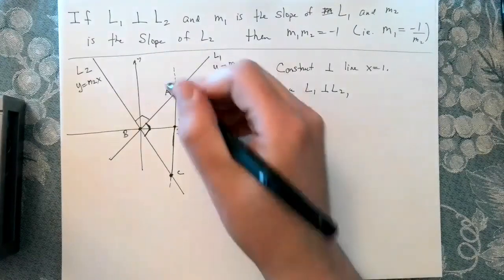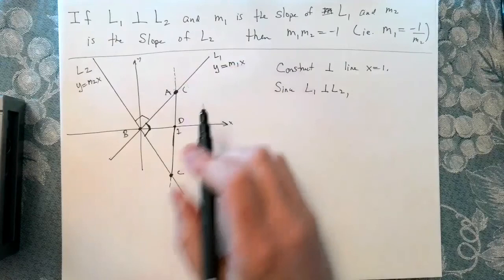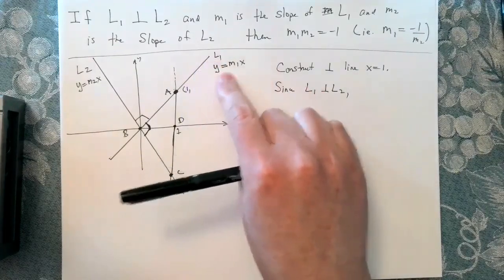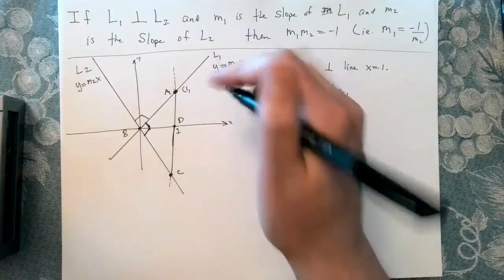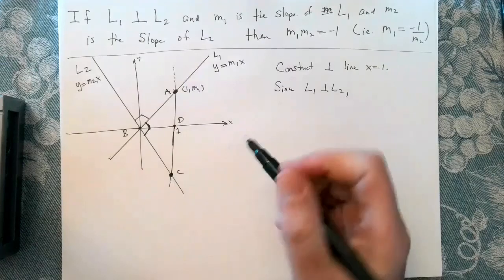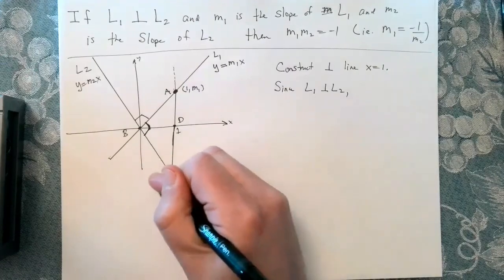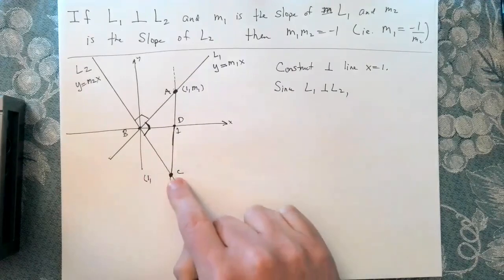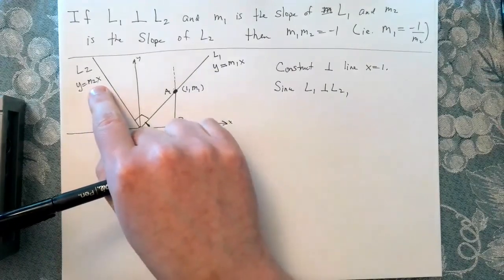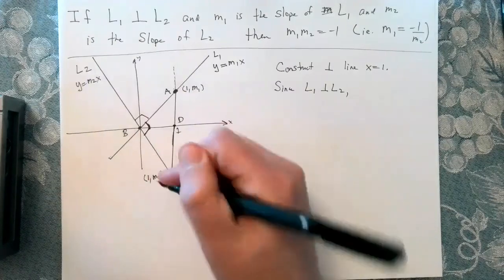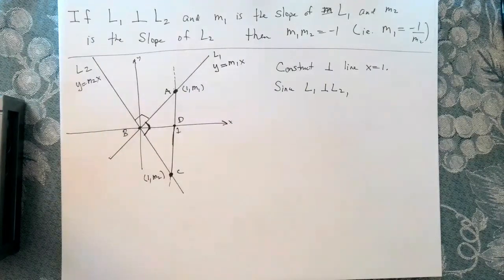So that labeling is important because I can actually refer to this point. The x value is 1. And then to get the corresponding y value, just plug 1 in for x. So y is equal to m1. This point, same sort of idea. So to get this point, the x value is 1. And to get the corresponding y value, plug 1 in. And so y is m2. Okay, so things are labeled now.